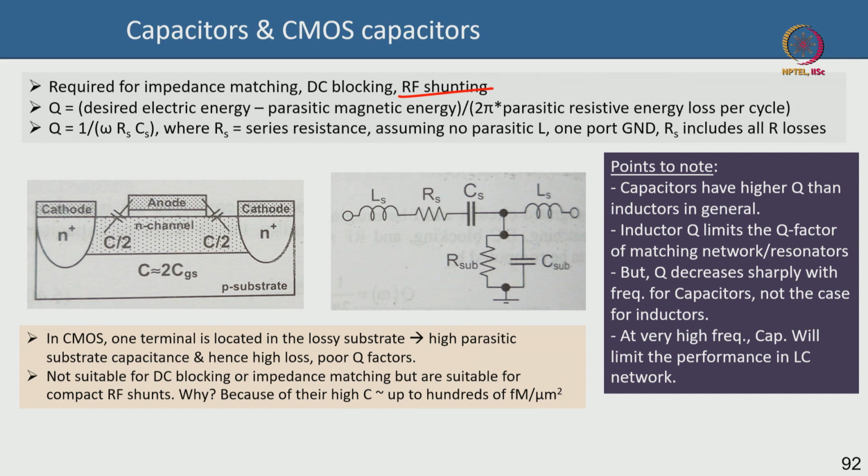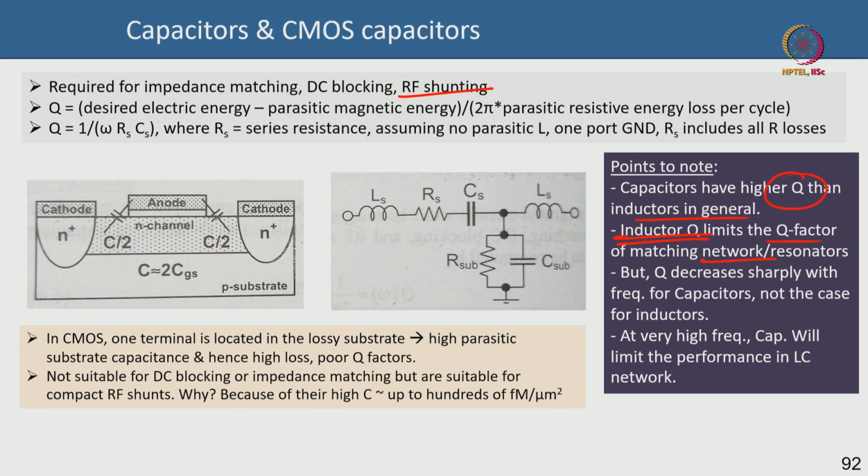Similar to inductors, capacitors also have a Q factor concept, but capacitors typically have a higher Q factor than inductors, which means in a given circuit in a standard frequency range of operation, the Q factor of the inductor is going to be lower than the Q factor of the capacitor. So the overall Q factor of the network, or maybe the resonator of the circuit, is limited by the Q factor of the inductor because that is the lower one.